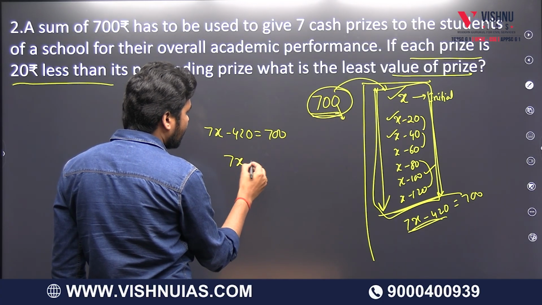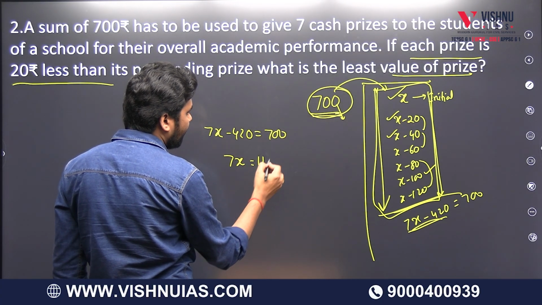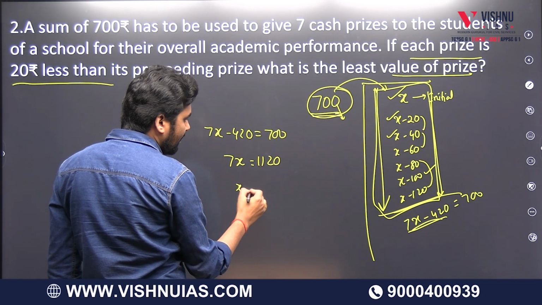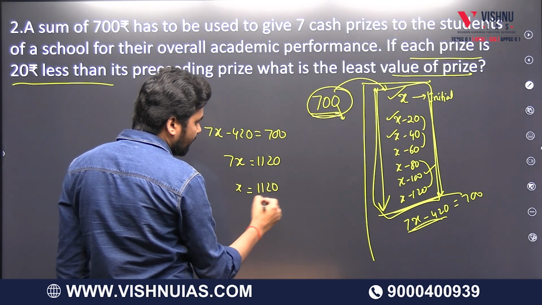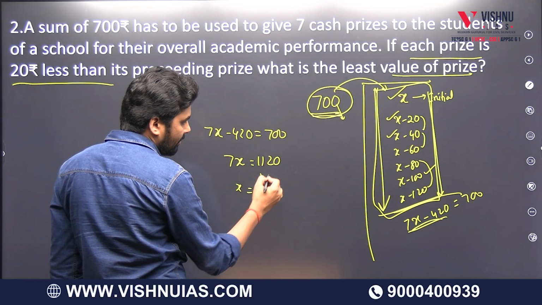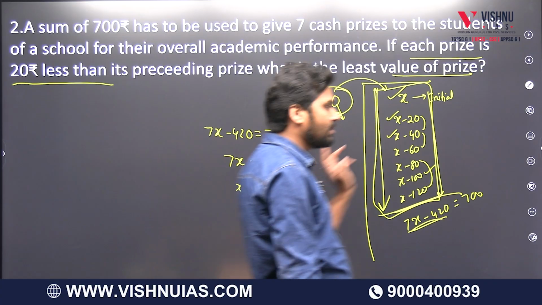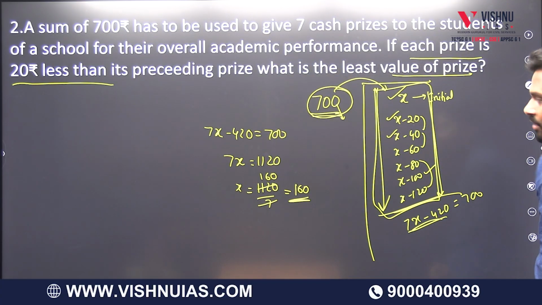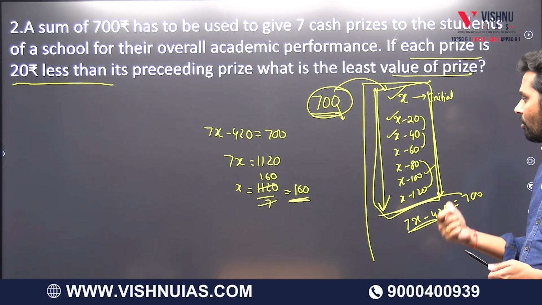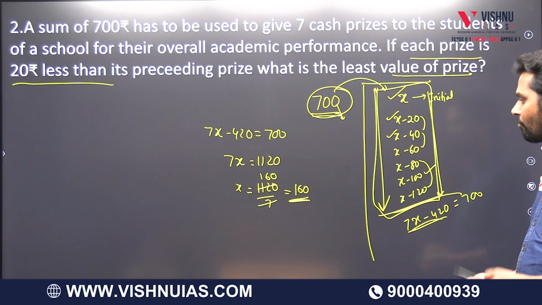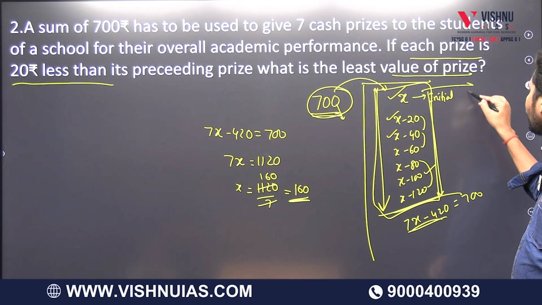Therefore, 7x is equal to what? This 420, when you take it to the other side, it becomes 1120. Then x is equal to what? 1120 divided by 7. Then 7 1 is 7, 7 6 is 160. What is the x value? 160. What does this x represent? X represents the initial price value. So finally we got the value of x, which is nothing but 160. What does it represent? Initial price value.